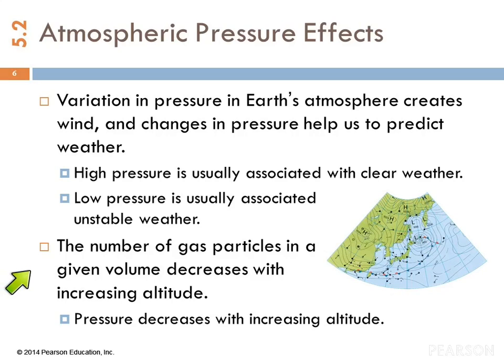Another aspect of atmospheric pressure is that as you go higher and higher in altitude, the number of gas particles in a given volume decreases. And so atmospheric pressure decreases with increasing altitude. As you go up into the mountains, we often say that the air is thinner, right? And you get out of breath more easily. You're not getting as much oxygen in from the air because there's not as much air. And the pressure of the air is less as well. There's just fewer particles.